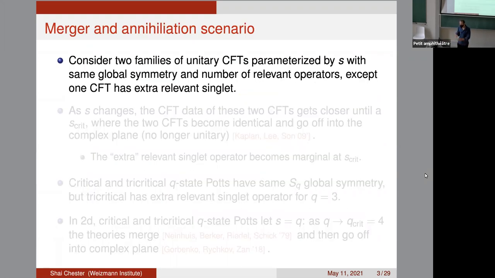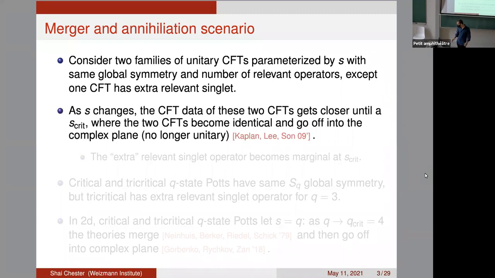Okay, so this is the main thing we're going to talk about. Let's consider two families of unitary CFTs parameterized by some parameter S with the same global symmetry and the same number of relevant operators, except one of the CFTs has one extra relevant singlet under the global symmetry. As we change this parameter S, the CFT data of these two conformal field theories would get closer and closer until a certain critical value of S, where the two CFTs would become completely identical, and then they would go off to the complex plane and no longer be unitary.